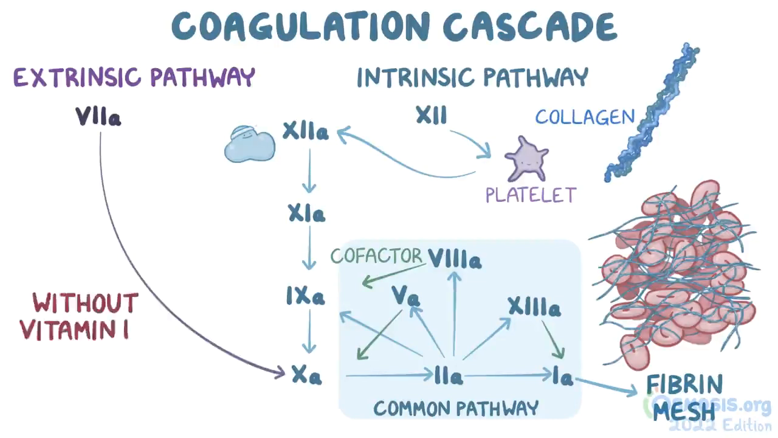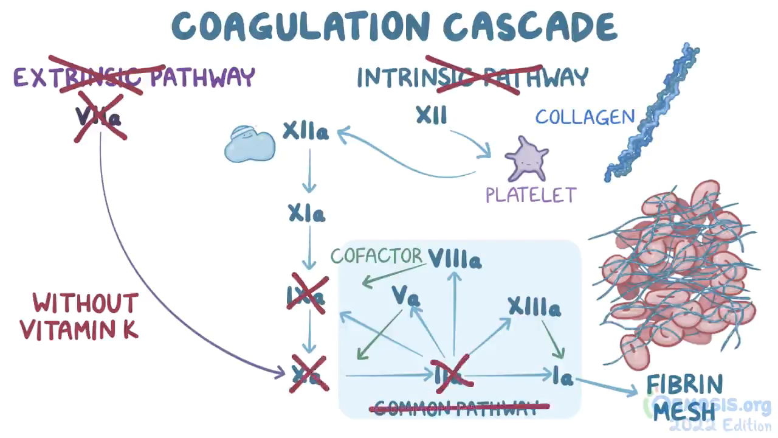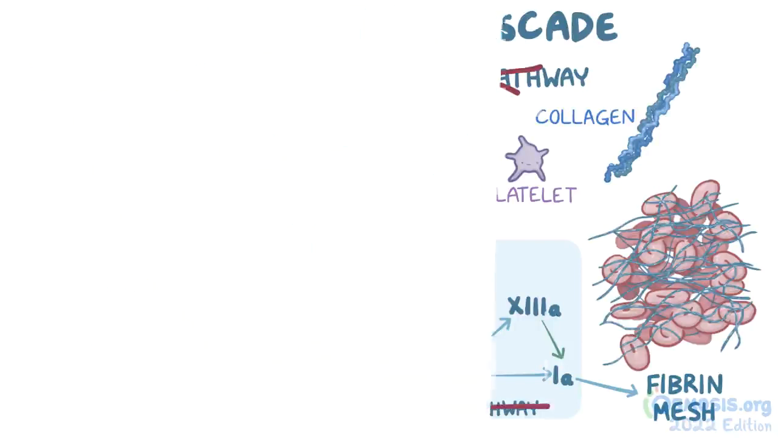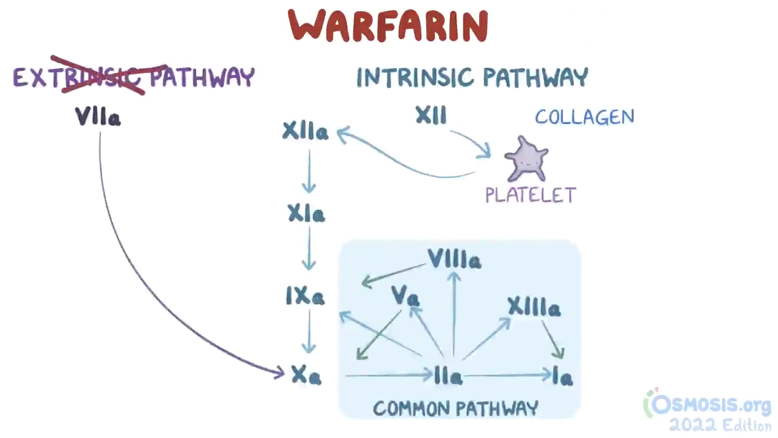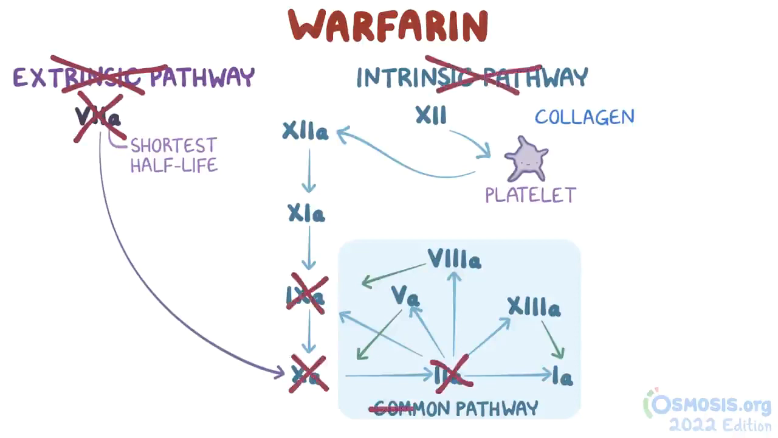So, without vitamin K, the loss of factor 7 means that the extrinsic pathway won't function. And without factor 9, the intrinsic pathway won't function. And without factor 10 and 2, the common pathway won't function. Warfarin is taken per oral, and it affects the extrinsic pathway first, since factor 7 has the shortest half-life, and it's the first coagulation factor to run out. Next, levels of factor 2, 9, and 10 also drop, causing inhibition of the intrinsic and common pathways.